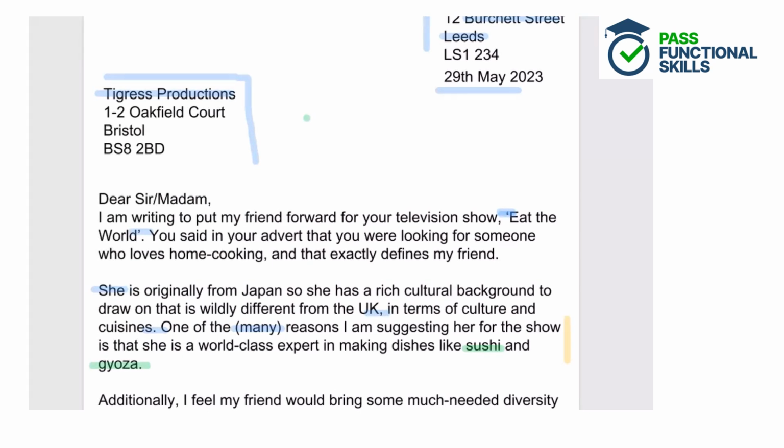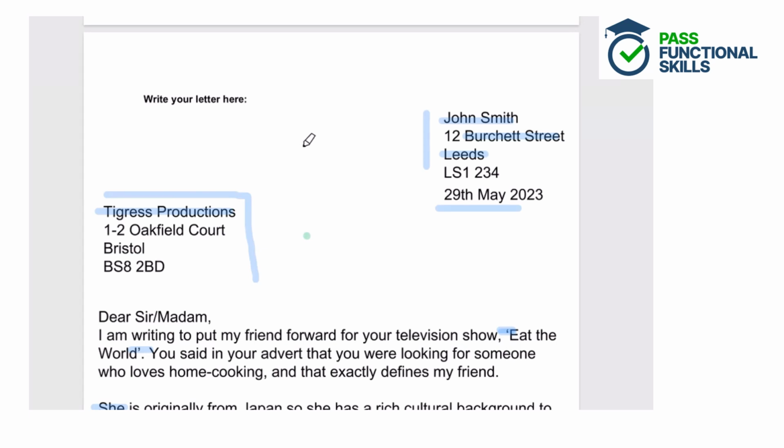Now let's think about formatting and organisation. So when we're thinking about formatting, we need to be thinking about the text type, and we've hopefully got a reminder of this here. So we're writing a letter.